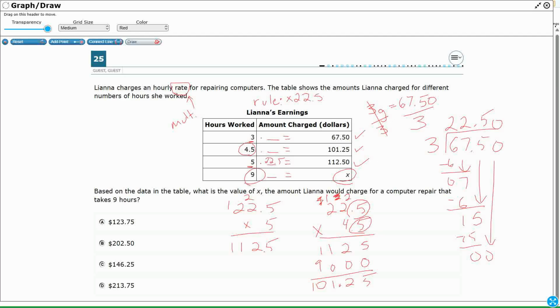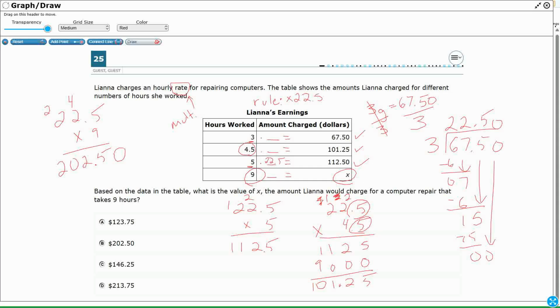Now, we can go ahead and just multiply that by 9. So let's do our 22.5, multiply that by 9, 45, and that's going to be 1822, and that's going to be 1820. So one digit behind the decimal, 202.50.